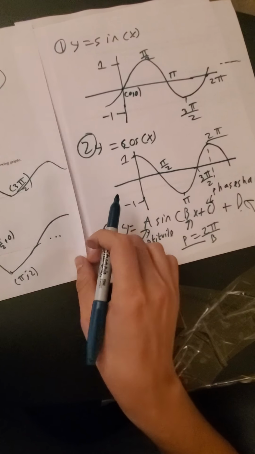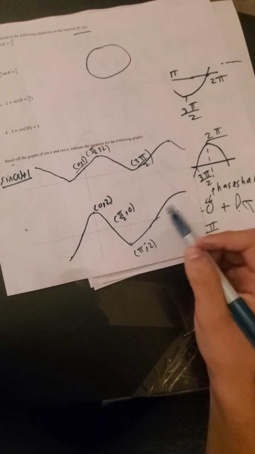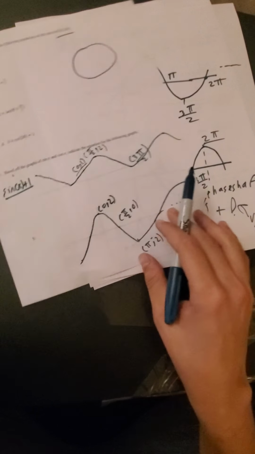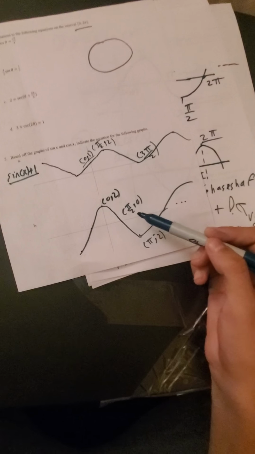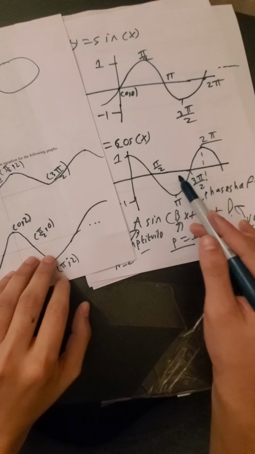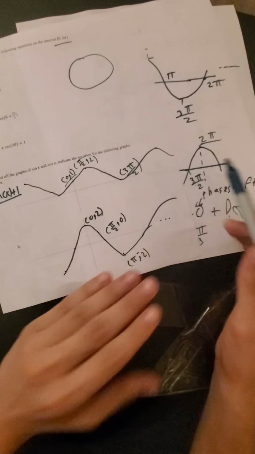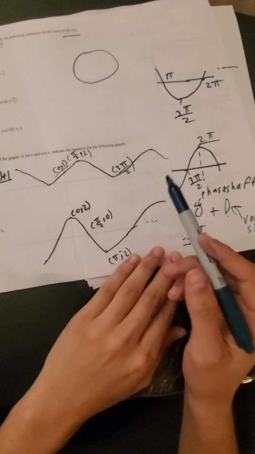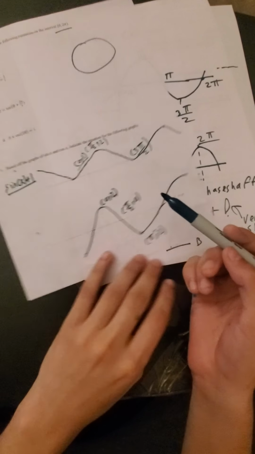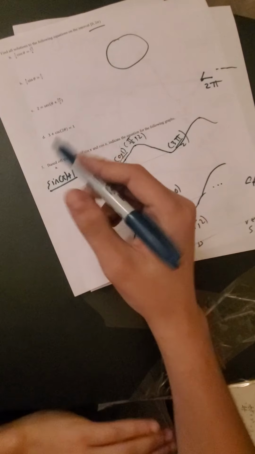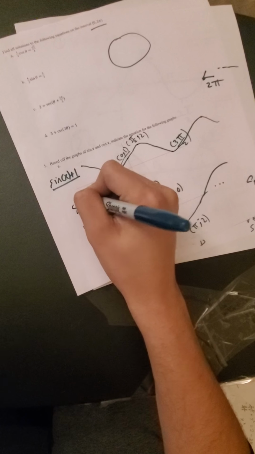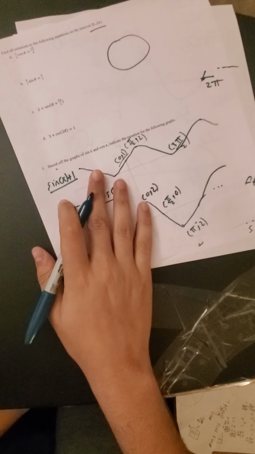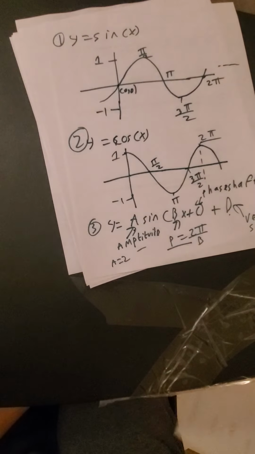There is no phase shift because it doesn't move when compared to the cosine of x graph, and there is no vertical shift because it's still in the exact same location as cosine of x but with a different amplitude. So the only difference between this and cosine of x is the fact that a equals 2, so the answer for this is just going to be y equals 2 cosine of x. Hope this is making sense.